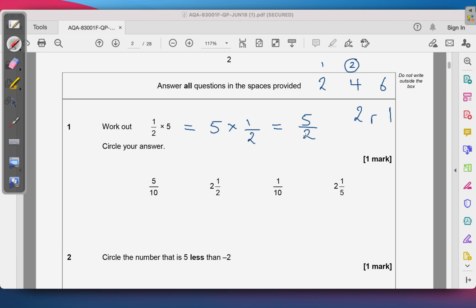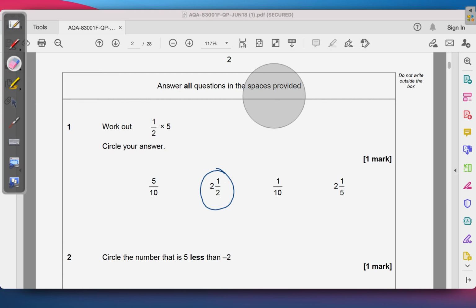Now, because we're talking about halves, this remainder 1 is 1/2. So the answer is 2.5, okay? So that's what we get from 5 halves to 2.5. So then we can quite easily see that this is the correct answer. Okay, so next question.